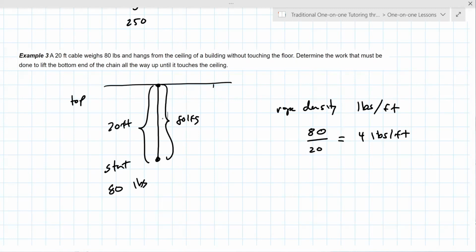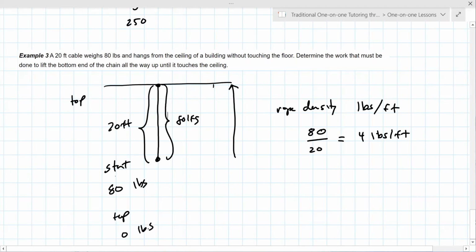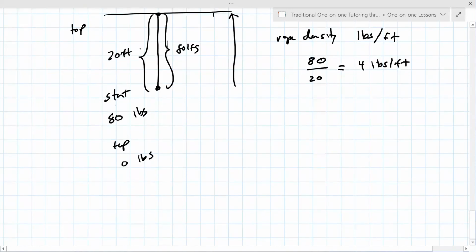I'm looking at this problem from another university, and they do say it only goes halfway. But let's just make it our own problem. Let's say you're going to lift this thing all the way up, okay? Because that makes it more like the last one that we did. So it's starting at 80 pounds, but at the top it is 0 pounds. So how do we do that? Well, it's the distance, this 20 minus x, times the 4 again.